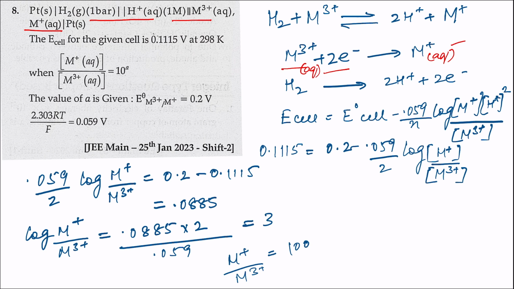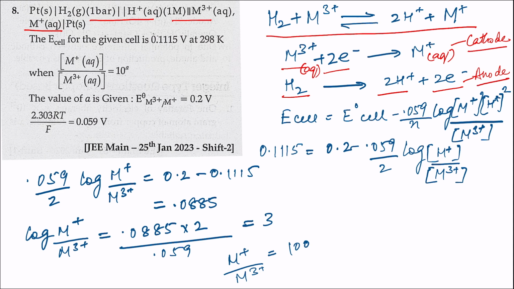This is the reaction at the cathode, and the reaction at the anode is hydrogen losing 2 electrons and forming H+ ions. This is the reaction at the anode. And adding the reactions at the cathode and anode, the redox reaction is obtained, which is hydrogen plus M3+ ion forming H+ ion and M+ ion.